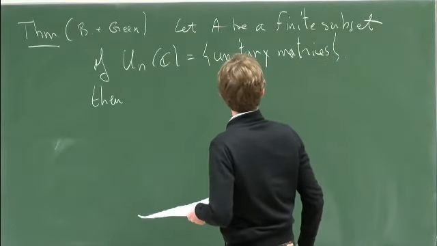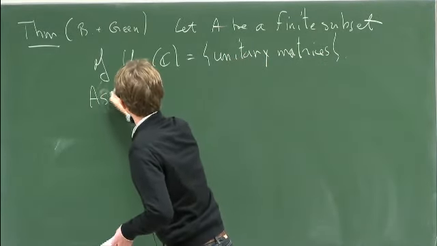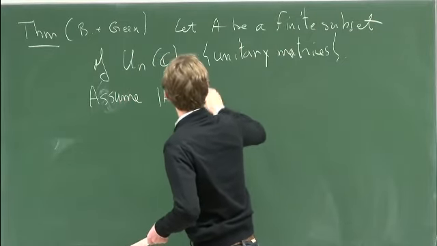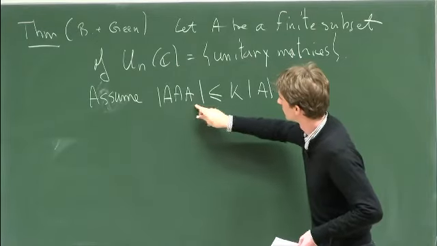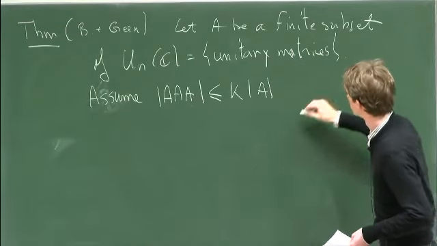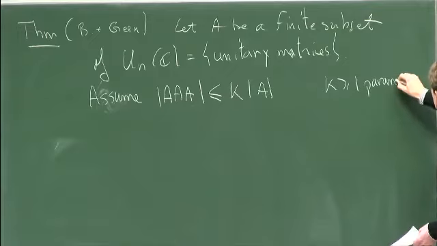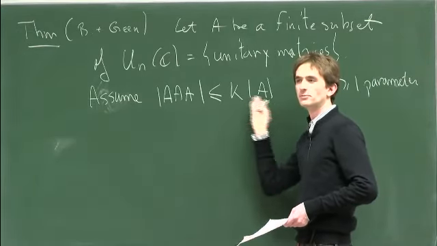Yeah. So assume that A times A times A is less than K times A. So this is the number of elements in the threefold product, and this is a parameter K. So this is what I will mean by approximate group. This is like a finite set which is almost closed under multiplication in that sense.